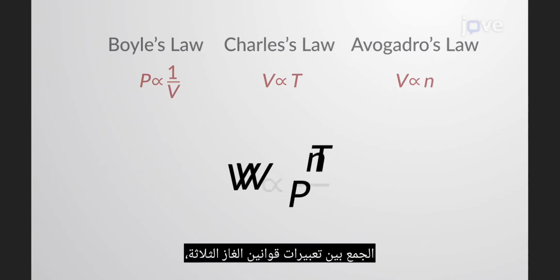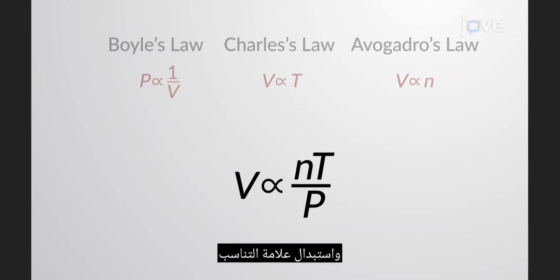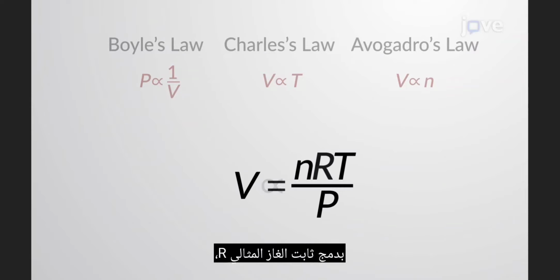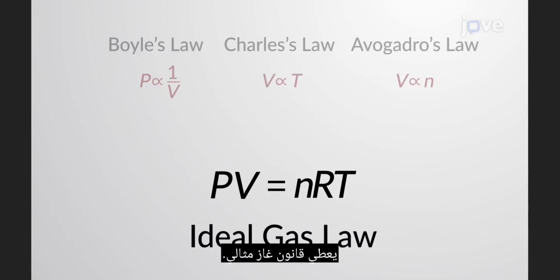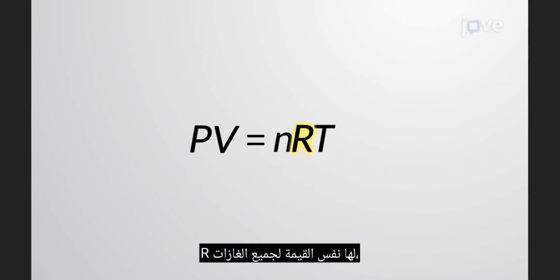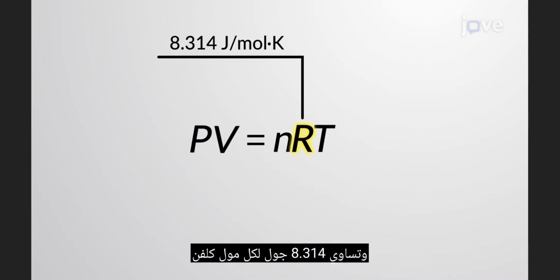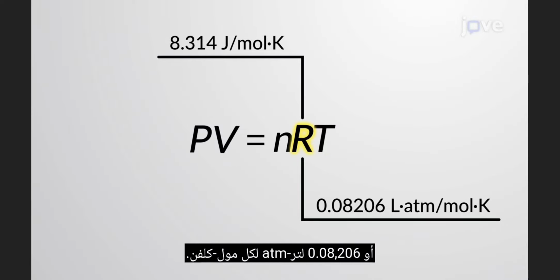Combining the expressions of three gas laws and replacing the proportionality sign by incorporating the ideal gas constant R gives the ideal gas law. R has the same value for all gases and is equal to 8.314 joules per mole Kelvin, or 0.08206 liter ATM per mole Kelvin.